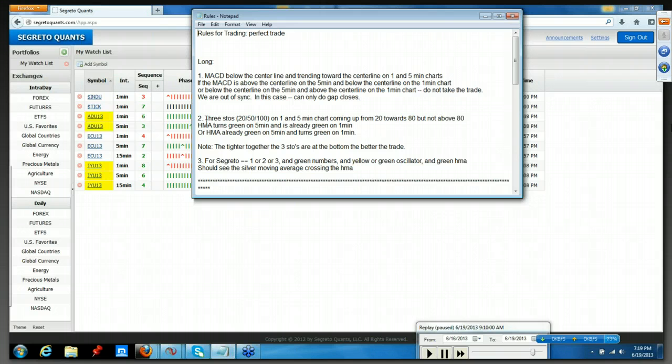And then in terms of your HMA, it's going to turn green on the 5 minute. It'll already be green on the 1. And in some cases, it's already green on the 5, and now it's turning green again on the 1.